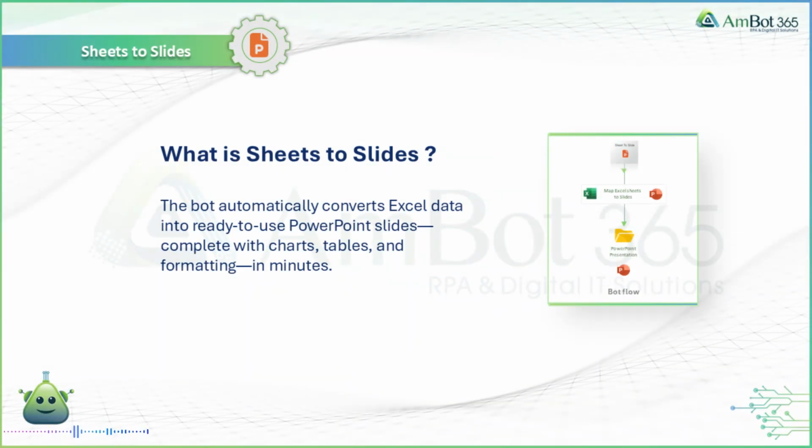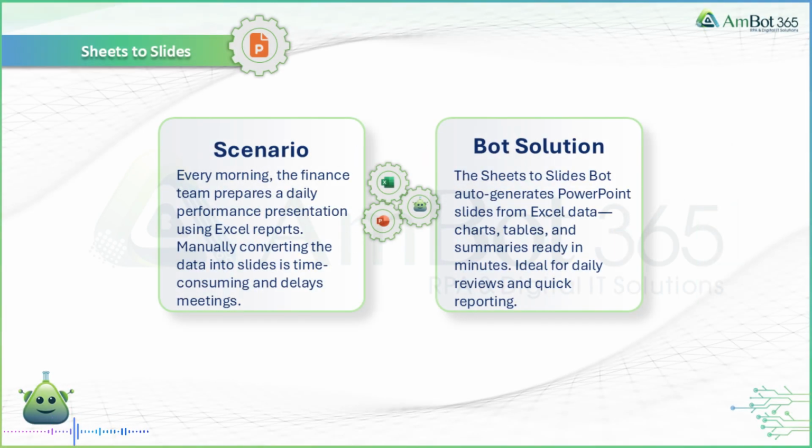Sheet-to-Slide bot automatically converts Excel data into PowerPoint slides with charts, tables, and formatted content. Everything you need ready in minutes. In a typical scenario, every morning, the finance team prepares a performance deck using Excel reports. Manually turning this data into slides takes time. Sheet-to-Slide solves this by generating a presentation in seconds, with charts, summaries, and visuals all automated.